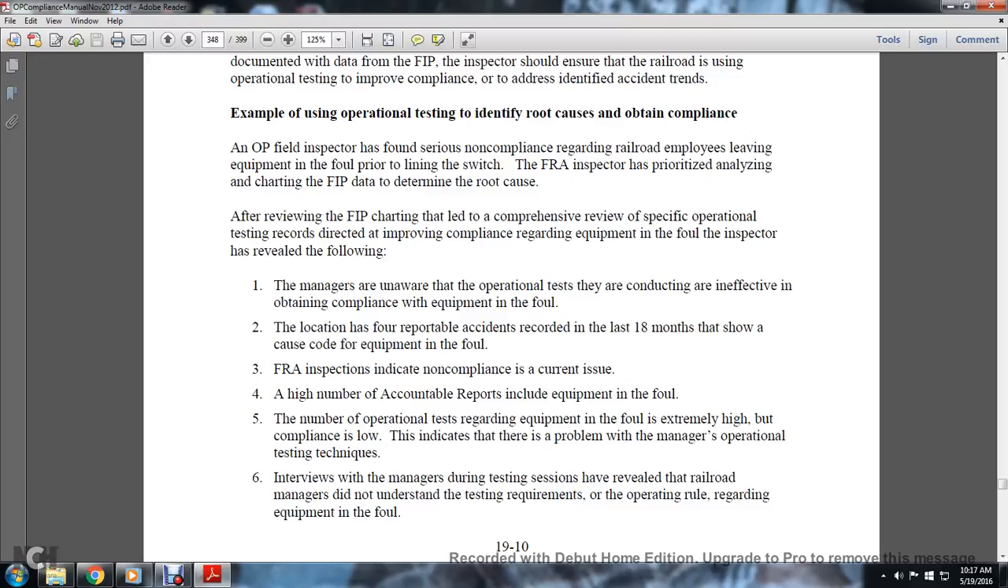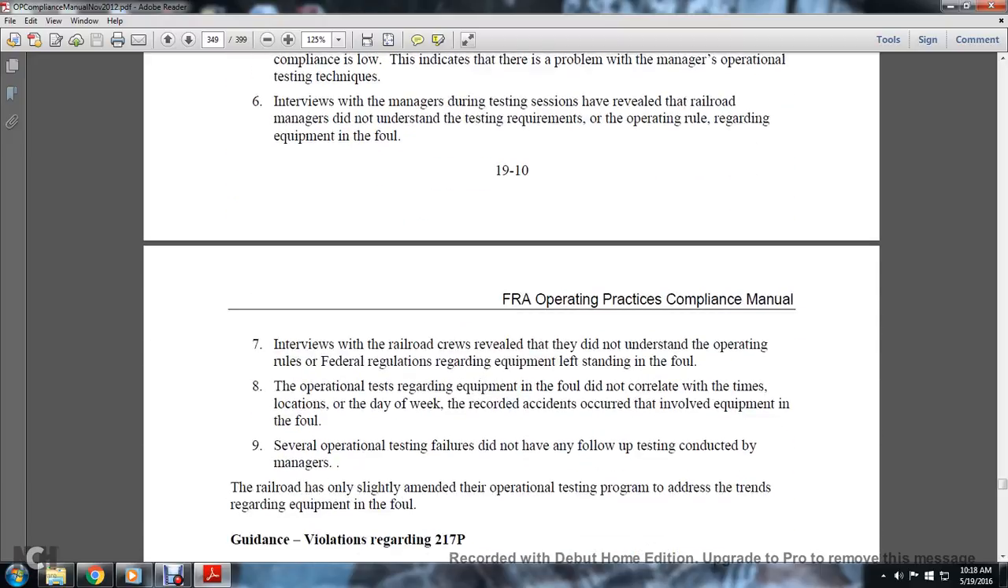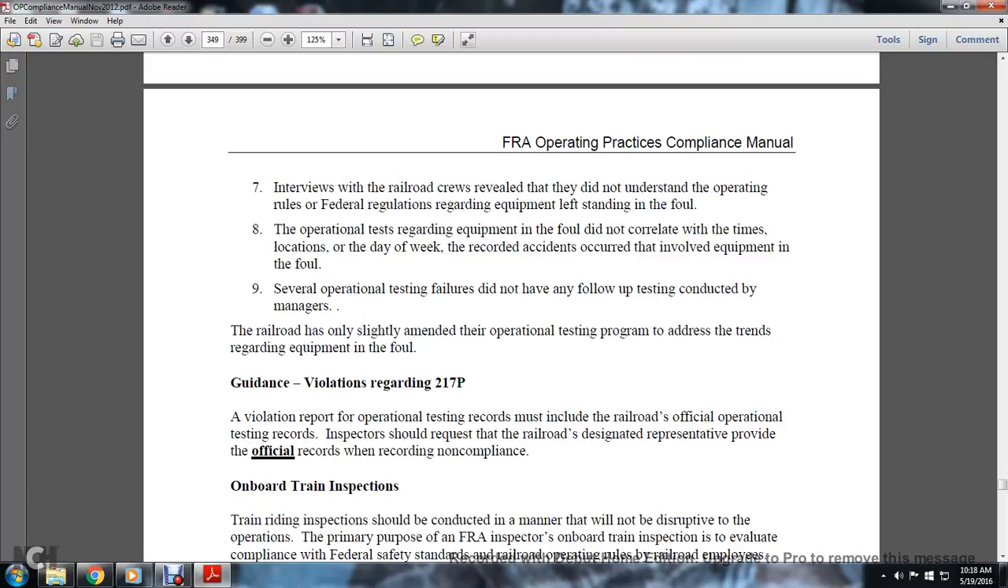Interviews with the managers determined that the railroad managers do not understand the testing requirements and operational rules regarding equipment in the foul. Interviews with the railroad crews revealed that they did not understand the operating rules and federal regulations regarding equipment left standing in the foul.